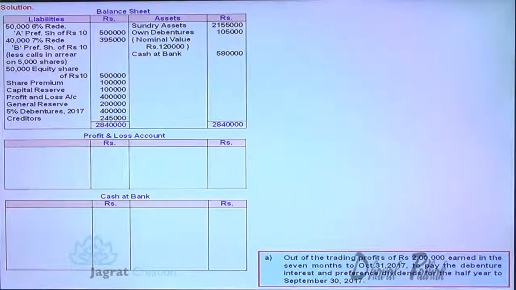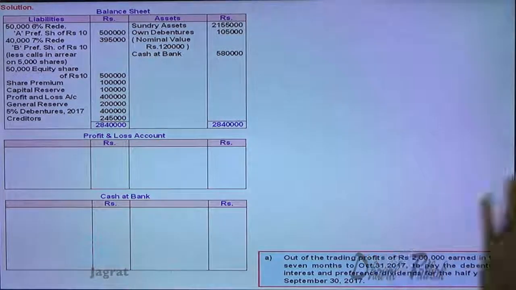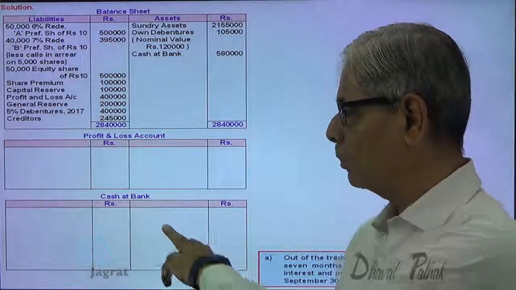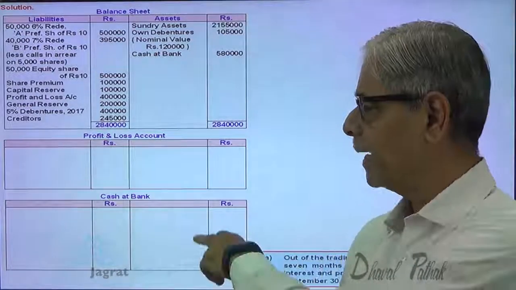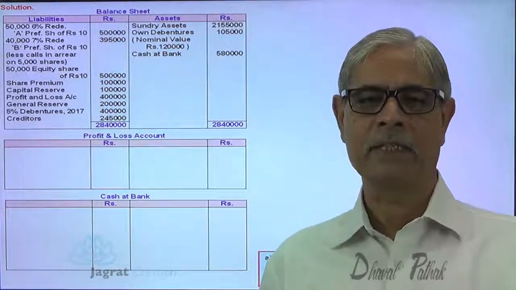But anyway, let me start with the first adjustment. Out of the trading profits 2 lakh earned in 7 months to October 31st of 2017, pay debenture interest and preferential dividend for the half year 30th September. So I want to consider the first adjustment. So debenture interest is paid out of profits. When debenture interest is paid, cash is paid. So cash and bank account is required, profit and loss account is required.